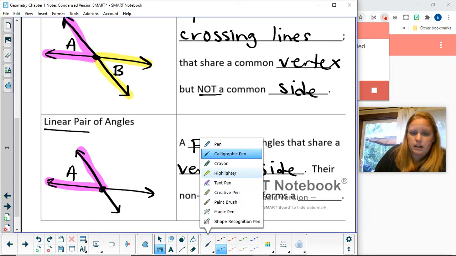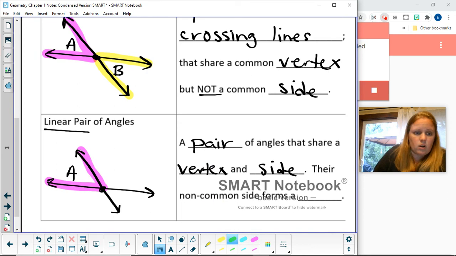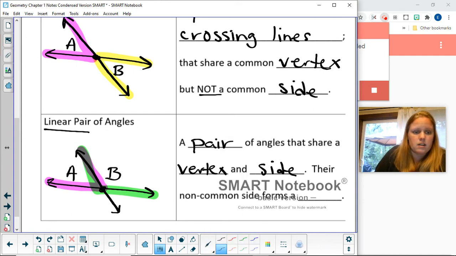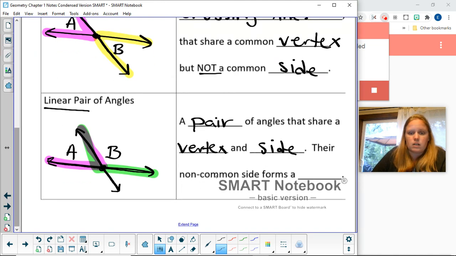So if I take my highlighter again, and I overlap that pink side and make an angle, this green corner now is our linear pair with A. So here they are sharing that corner, but they're also overlapping on one of the sides. Now, when they share that common side, the non-common side, this separate pink and separate green, if I look at how they're connected, they make a nice straight line. So the non-common side forms a line.